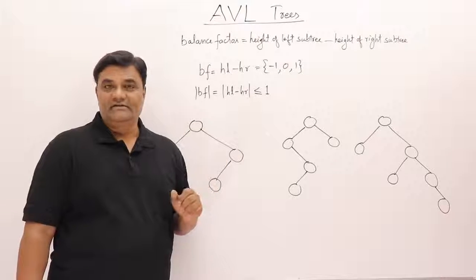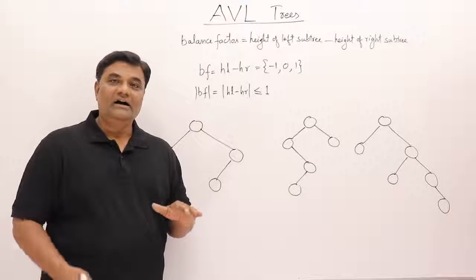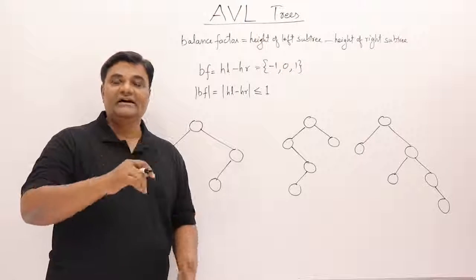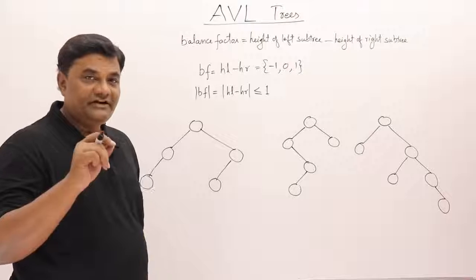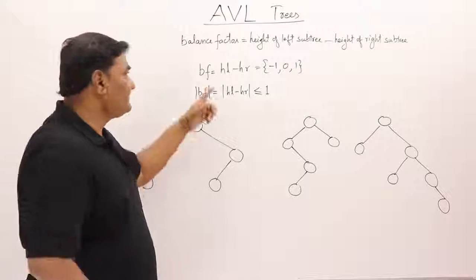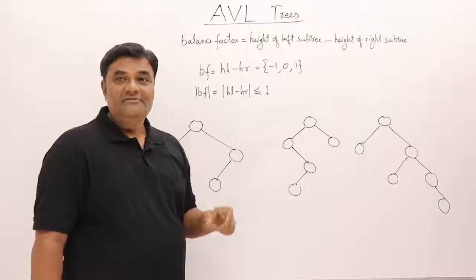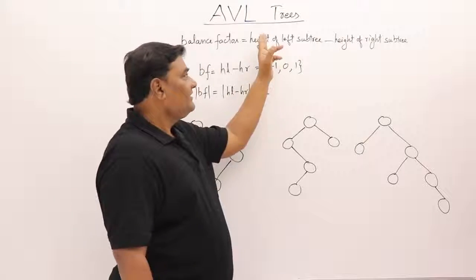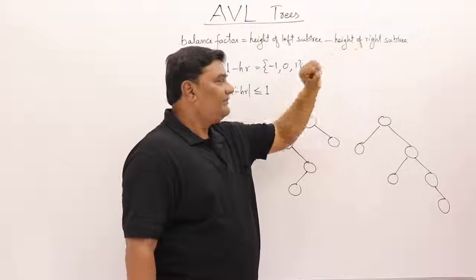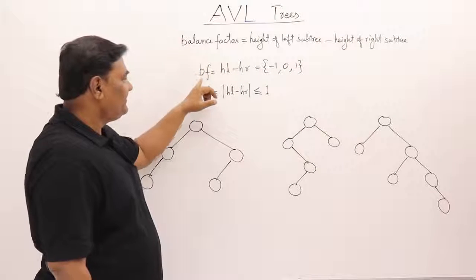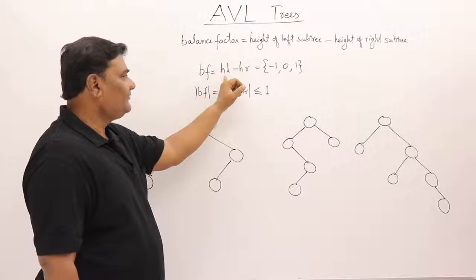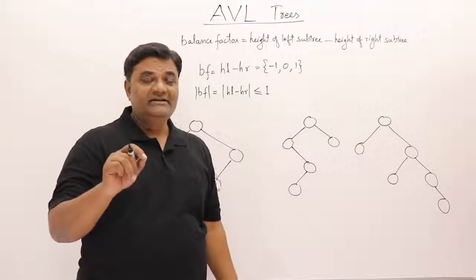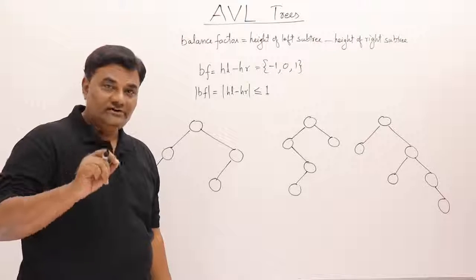Now, AVL tree. An AVL tree is a height balanced binary search tree. So for balancing the height of a binary search tree, we define one factor or one property, that is balance factor. We calculate the balance factor for each node. What is balance factor? Height of left subtree minus height of right subtree, and it should be either -1 or 0 or 1.